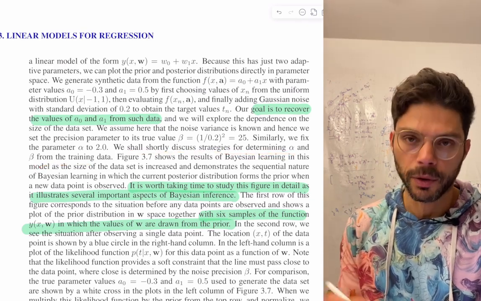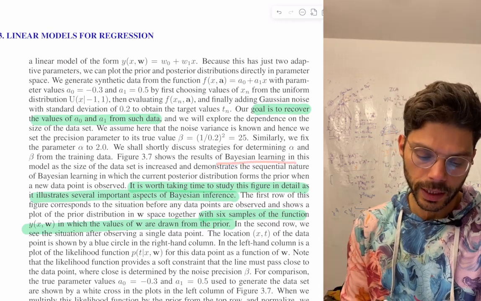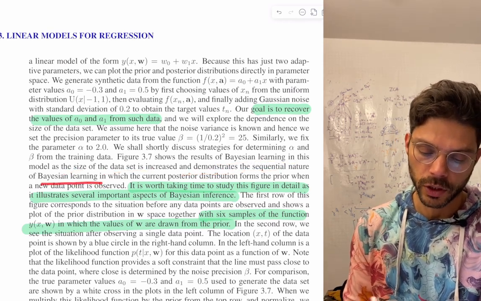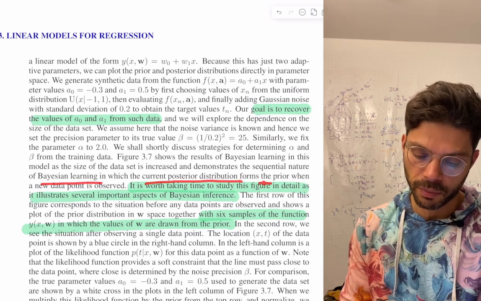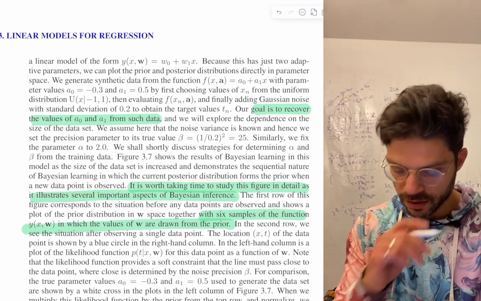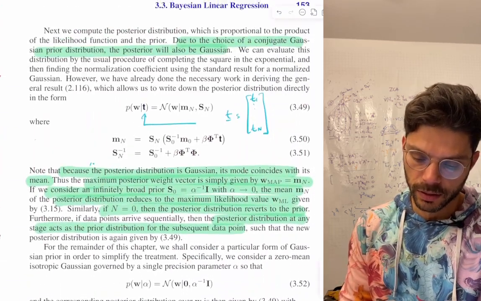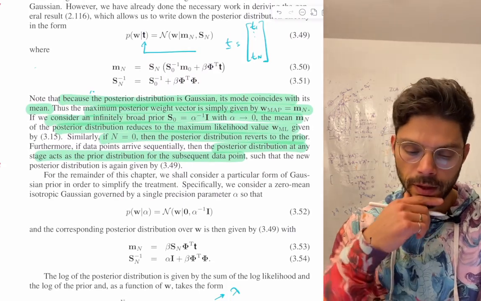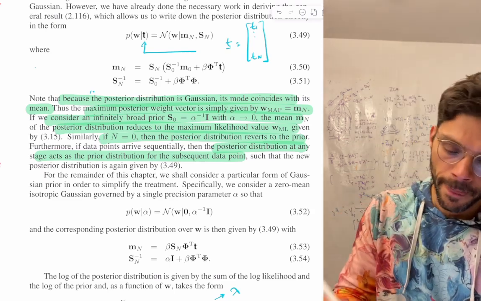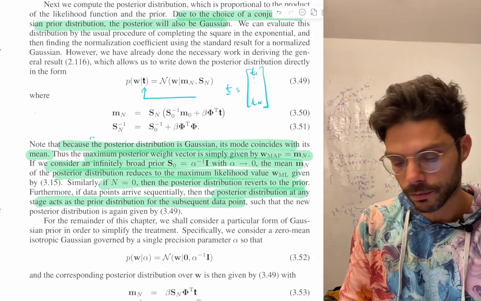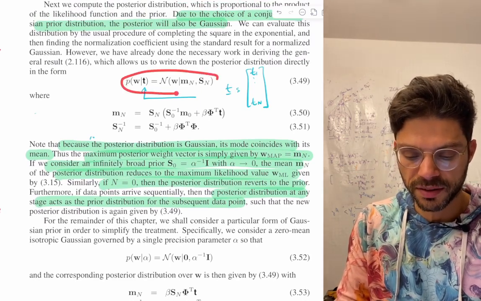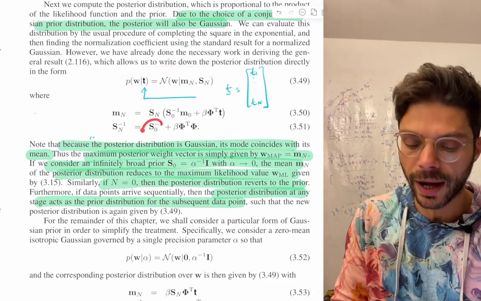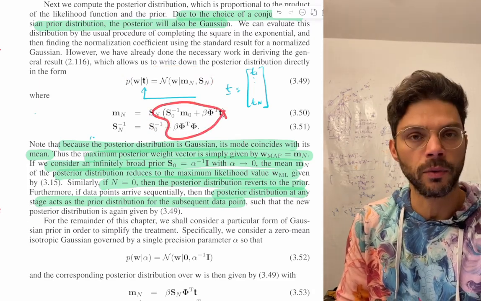And now this figure that we're going to talk about shows the results of Bayesian learning in this model as the size of the data set is increased and demonstrates the sequential nature of Bayesian learning, in which the current posterior distribution forms the prior when a new data point is observed. We've discussed this before in the sequential estimation section of the previous chapter. The idea is that this is your posterior. Well, what if you get more data points? You can just use that posterior now as your prior, and it incorporates your actual prior, but also incorporates all the previous data points. And so you can do things sequentially.